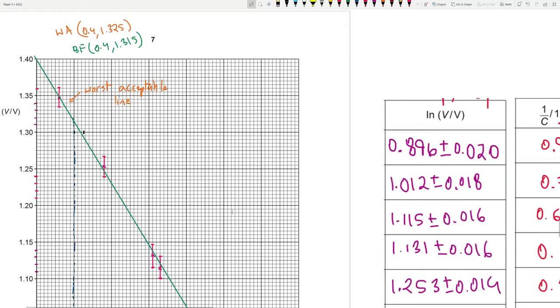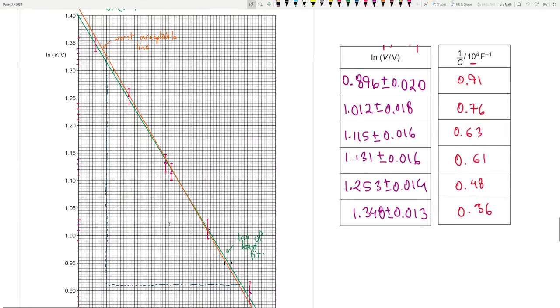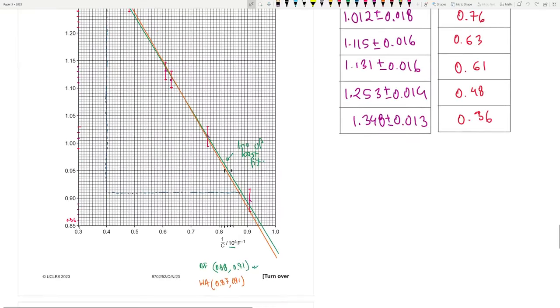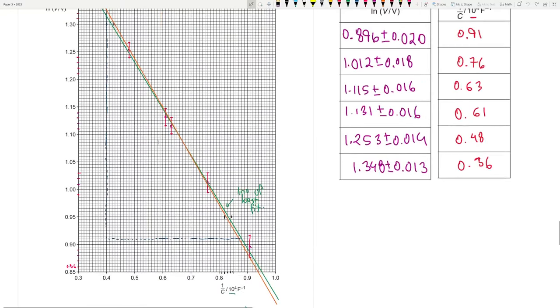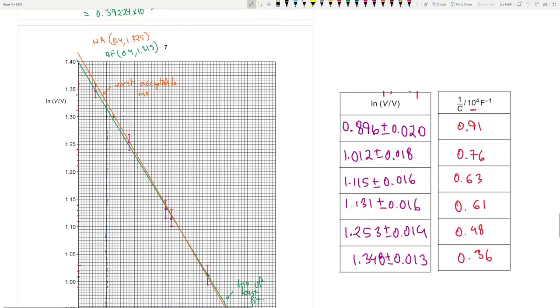Okay, and for the worst acceptable line, I chose to draw the steepest line, so it passes through the upper bound of the first point and the lower bound of the last point. And yes, it does pass through all error bars. If it didn't, I would edit the line slightly.